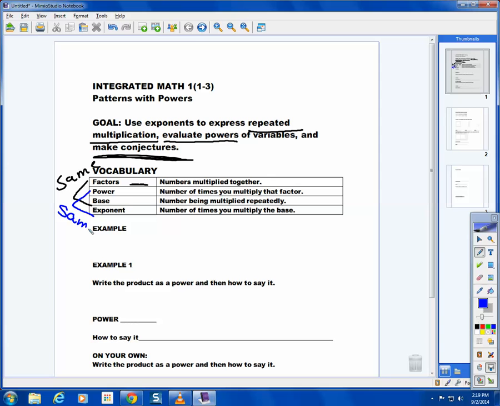Okay? So here's an example. Let's just say I'm using 6 to the 3rd power. Okay? That's a bad looking 3. I'll fix that. There's a better looking 3. What's my base in this value? 6. The base is 6. And base can be used interchangeably with what? Base can be used interchangeably with factor, or I can say 6 is the factor here, right? Okay. What's the power or the exponent?